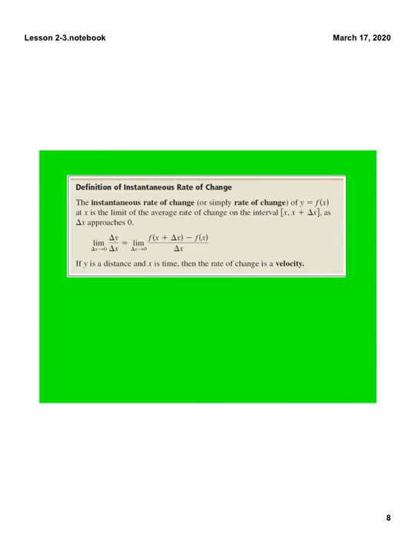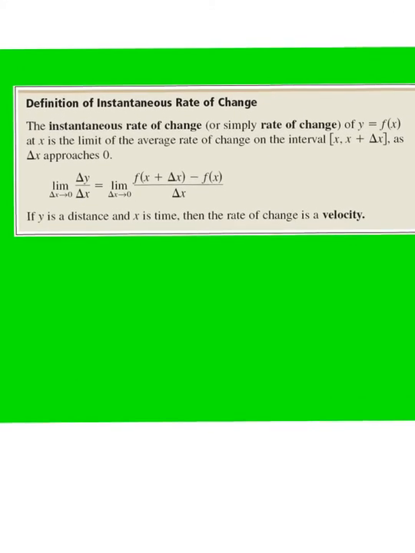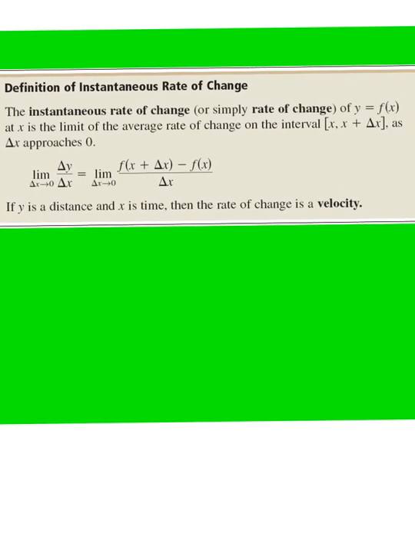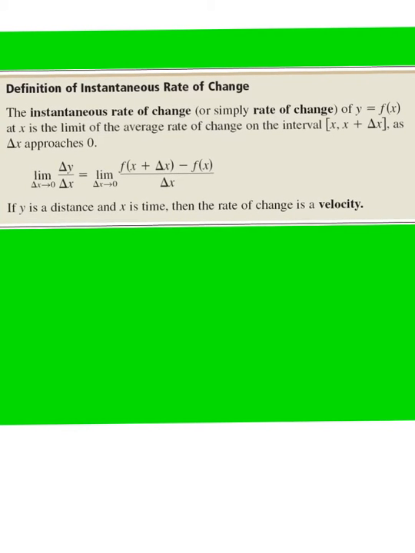So what about instantaneous rate of change? In other words, what is the velocity at a specific point in time, not over an interval of time? So this is going to give us the exact rate of change or the exact velocity at any moment in time. And of course, it's going to involve the derivative.